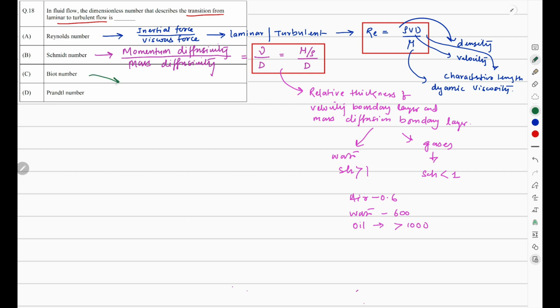Option C is Biot number. It is a dimensionless number that compares the internal thermal resistance of a solid to the external convective resistance at its surface. It is mainly useful in transient conduction problems.